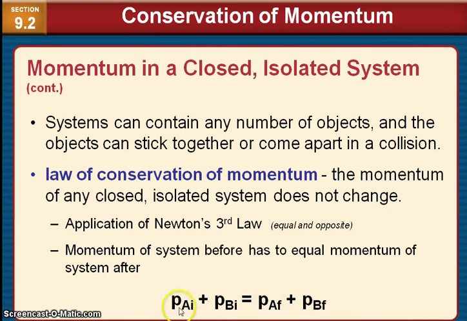Here's the equation for it. Momentum, remember, is given the symbol P. So the momentum of, say, object A initial plus the momentum of object B initial, I'm going to add up both of my initial momenta. The momentum before has to equal the momentum after, or final. So the momentum of A final plus the momentum of B final. And I can add on however many objects I need. I can have C and D and F, but all the momentum before has to equal all the momentum after.